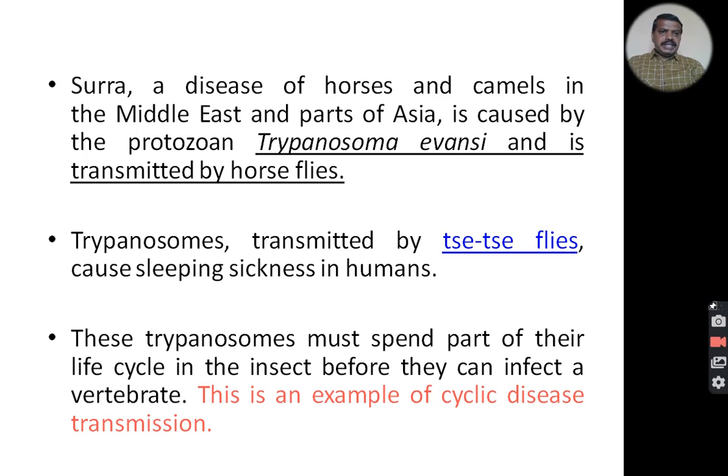This operates in the insect, where the disease-causing agent or pathogen undergoes some sort of development, called the incubation period. Once the agent enters the body of the vector, it passes through developmental stages. Only after that does the infectious agent become active and able to spread the disease, by completing certain stages of its life cycle in the body of the vector. This is called cyclic disease transmission.